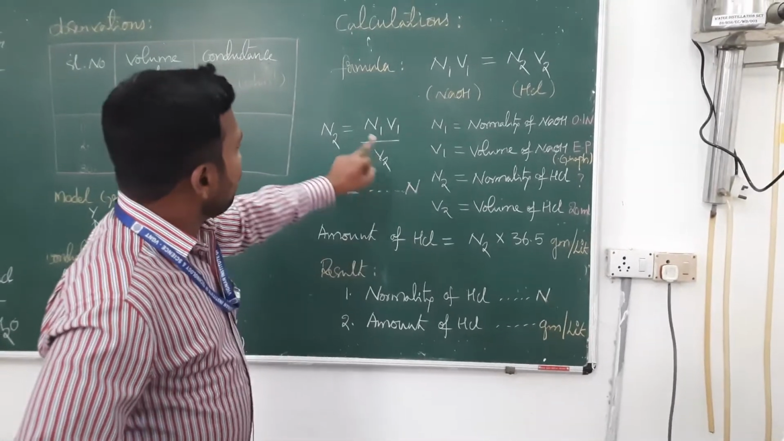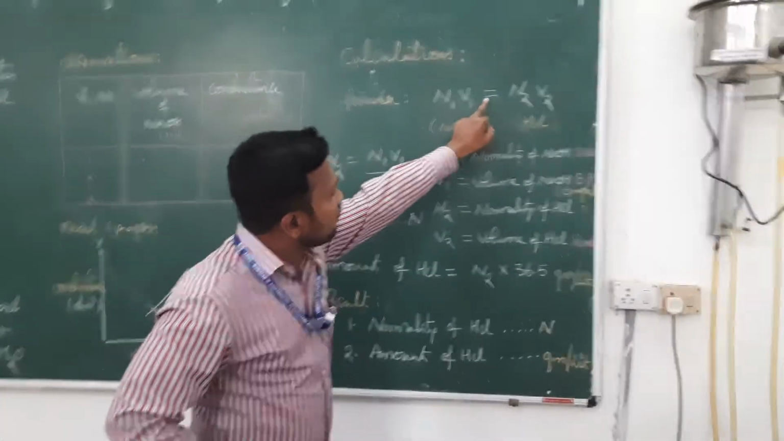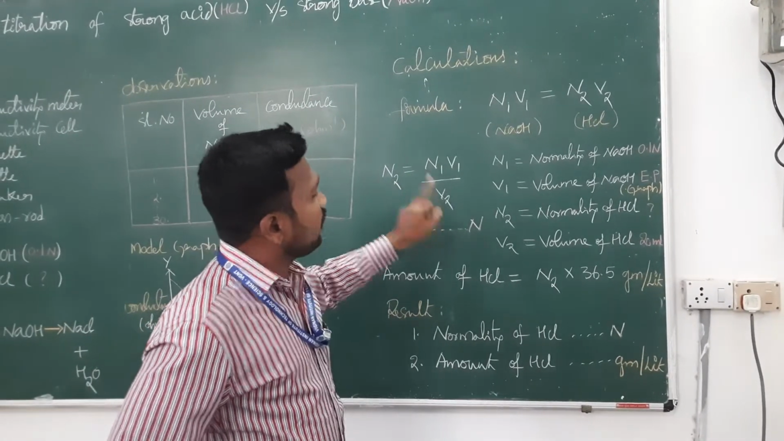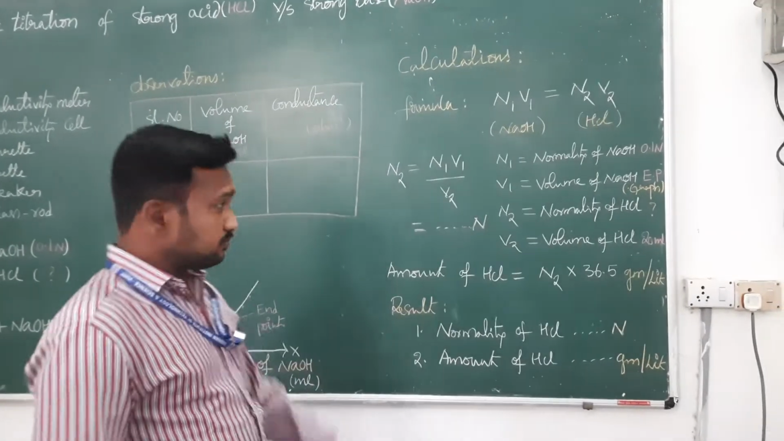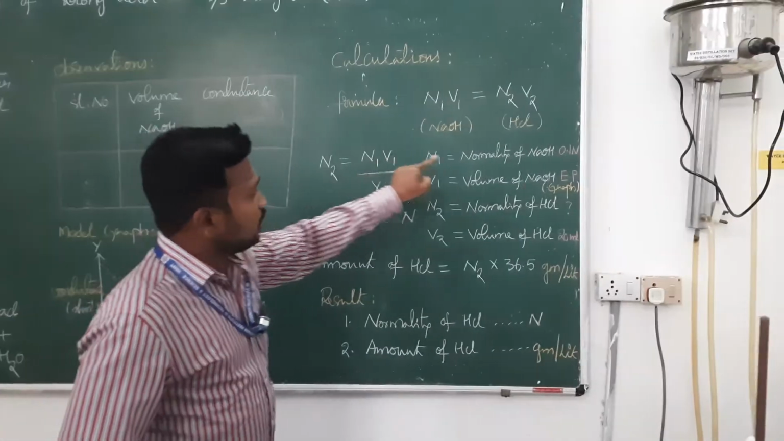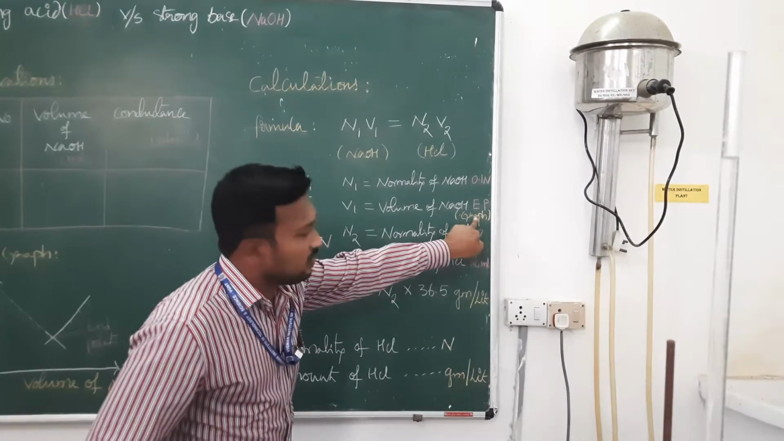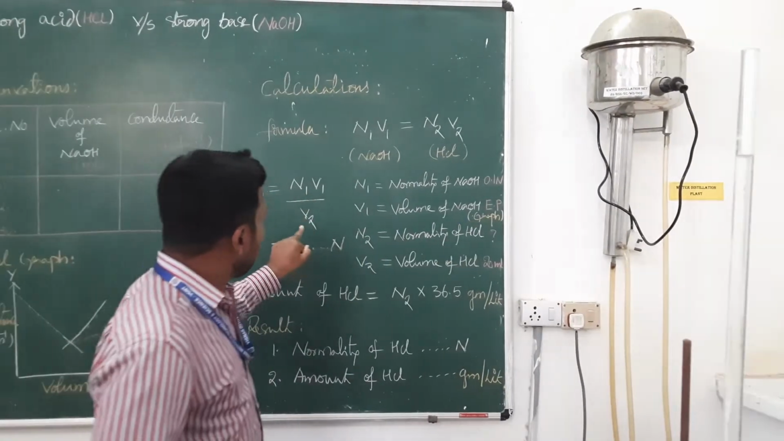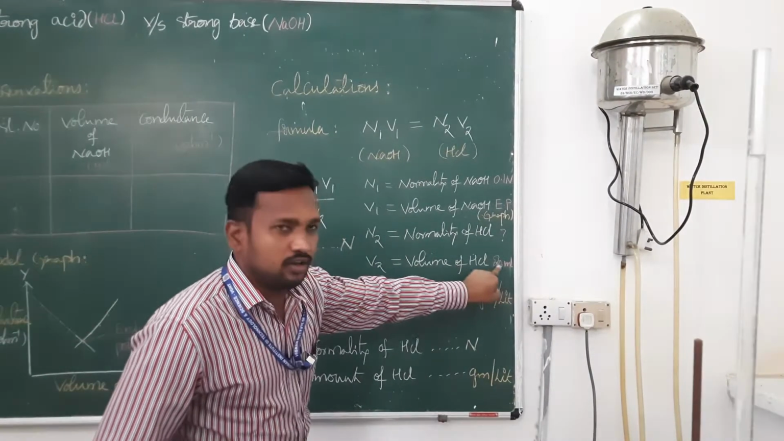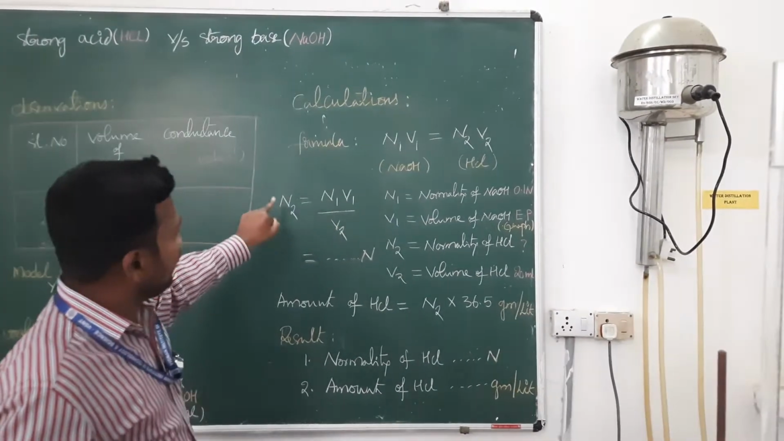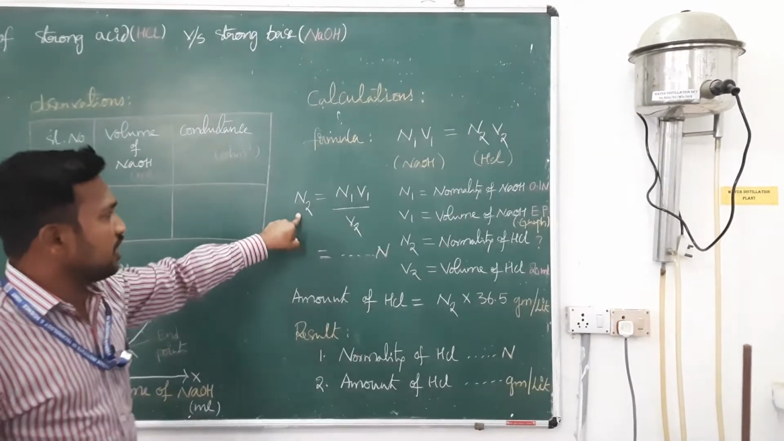From this equation, we get the formula N2 equal to N1 V1 by V2. Here we already know N1, that is 0.1. V1 is taken from the graph. V2 is the volume of HCl, already known as 20 ml. We substitute all these values in this equation, and finally we get N2, the normality of HCl.